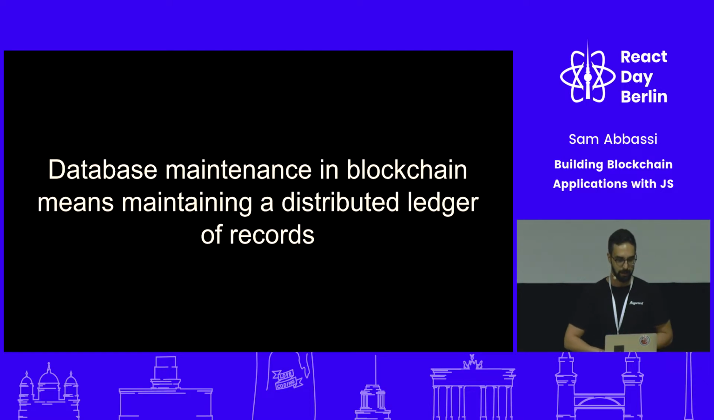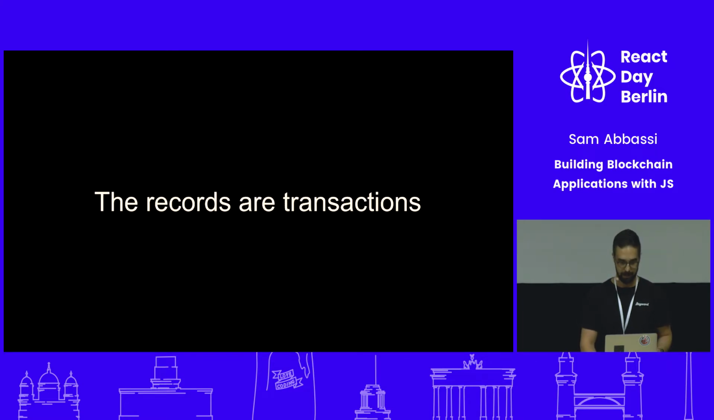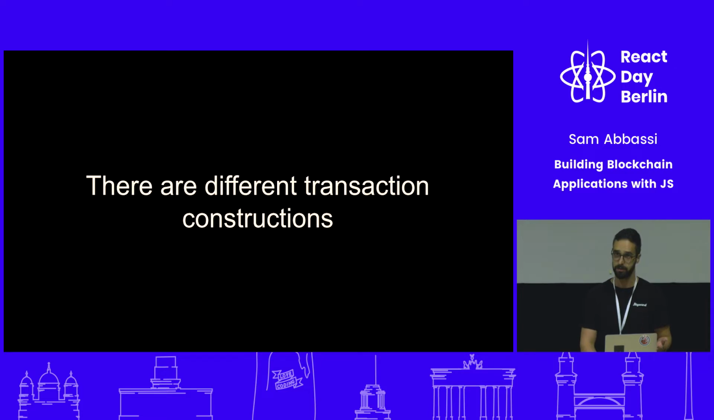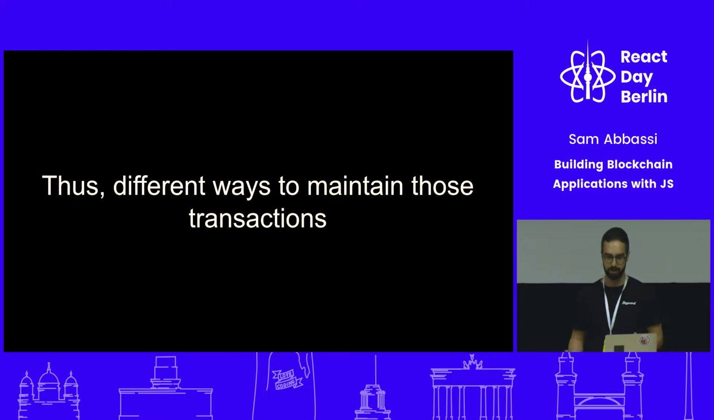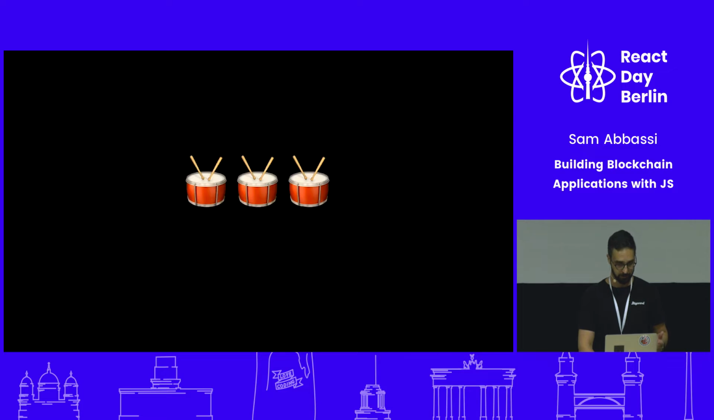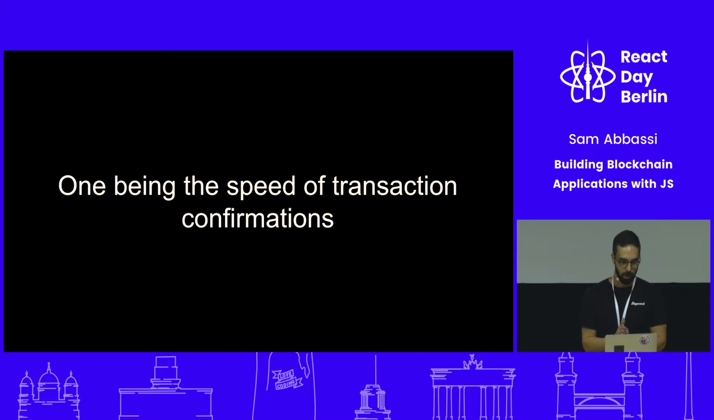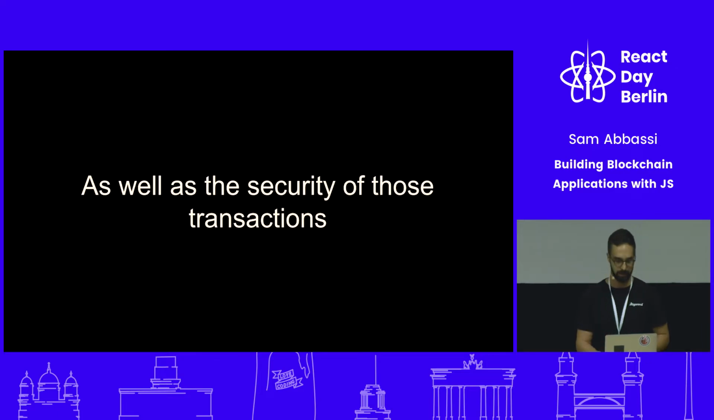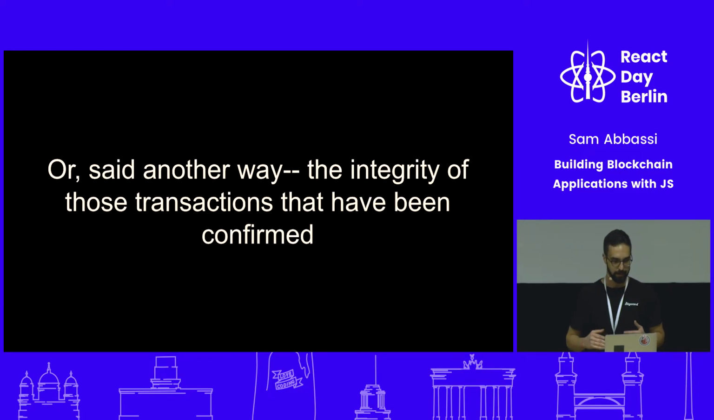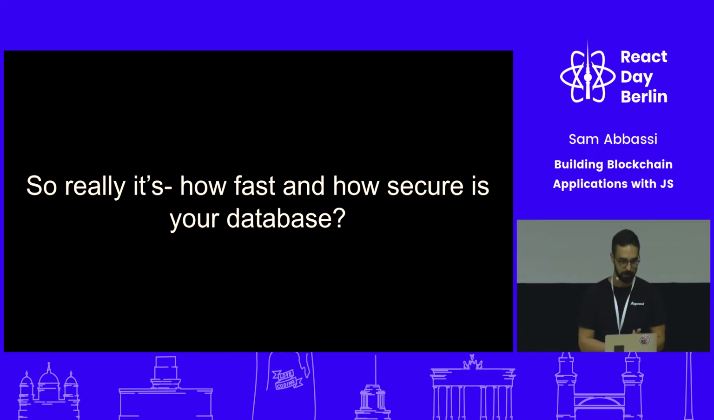So database maintenance in blockchain just means maintaining a distributed ledger of records. And those records are transactions. And there are different transaction constructions, so there are different ways to maintain those transactions. But, drum roll, I think there's one more. There are several problems, right? It's a big caveat. One being the speed of transaction confirmations, as well as the security of those transactions. Or said in another way, the integrity of those transactions that have been confirmed and those that will be confirmed. So really, it's about how fast and how secure is your database.